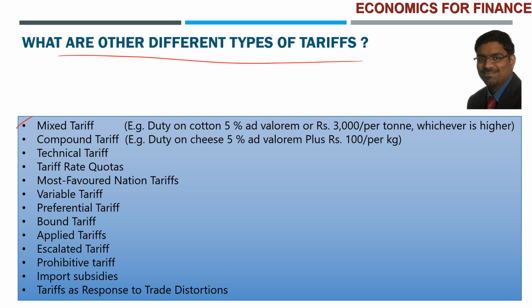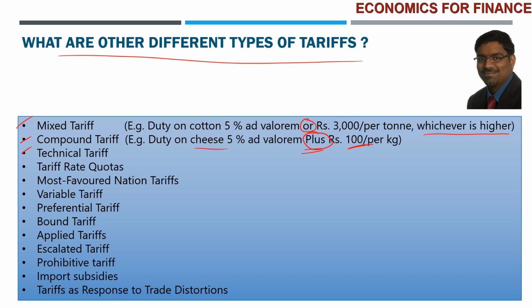Let us say duty on cotton is 5% ad valorem or 3,000 per ton, whichever is higher. So one of them will be applicable according to whatever the case may be. That type of tariff is called mixed tariff. Compound tariff will have both specific tariff and ad valorem tariff. Say for example, duty on cheese is 5% ad valorem plus 100 rupees per kg. That kind of tariff is called compound tariff. Like that, there are so many tariffs.